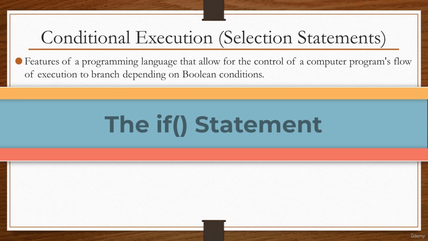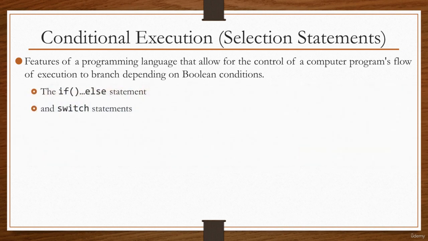What we also have is something called conditional execution, or selection statements. These are features of a programming language that allow for the control of a computer program's flow of execution to branch depending on Boolean conditions or the results of various tests. As we've seen previously, if one thing is smaller than, greater than, or equal to something else, depending on that test, that will return either true or false. So in other words, relational operators.